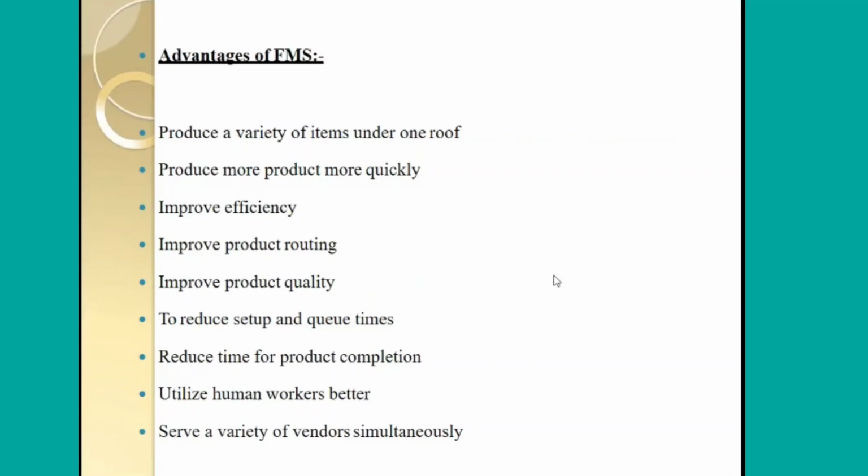And these are some of the advantages of flexible manufacturing system. By using this system, as we already said, productivity is increased at a rapid rate. Due to that, the cost will be reduced. A variety of items can be produced under one roof, and more products can be produced quickly. It also improves product routing and the quality is also improved. By using the robots, the setup time and the loading and unloading time will be reduced. So the product completion time is also reduced.